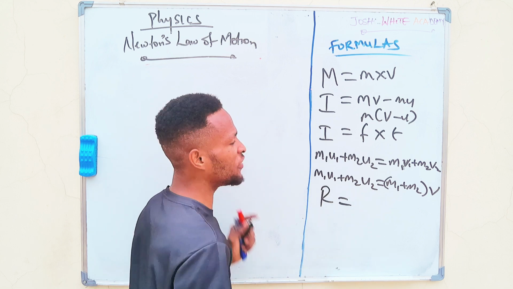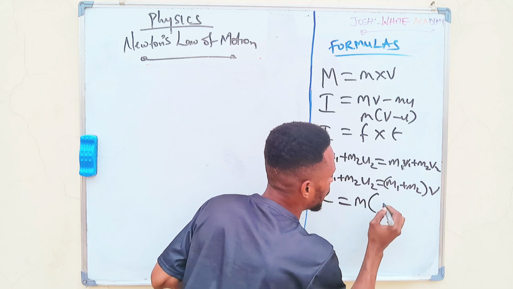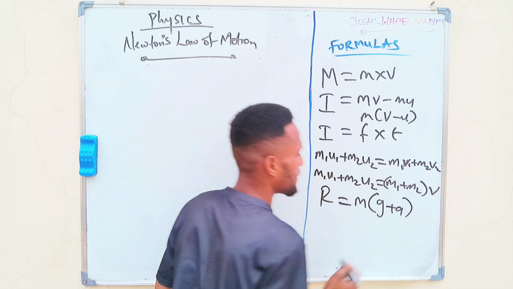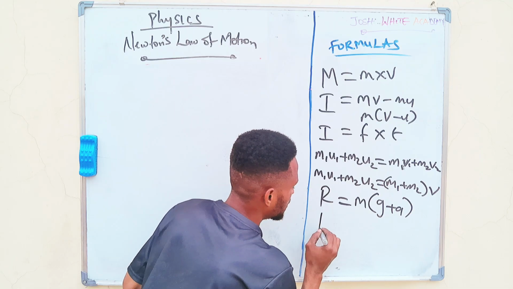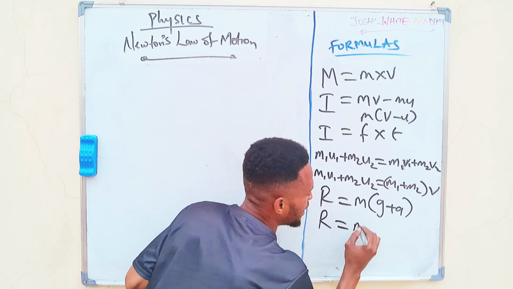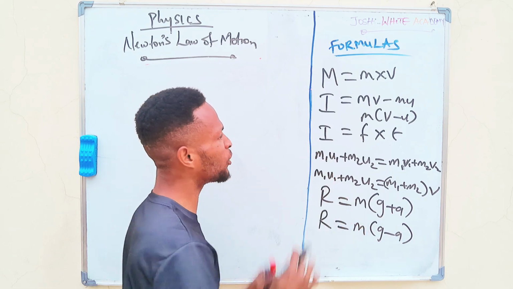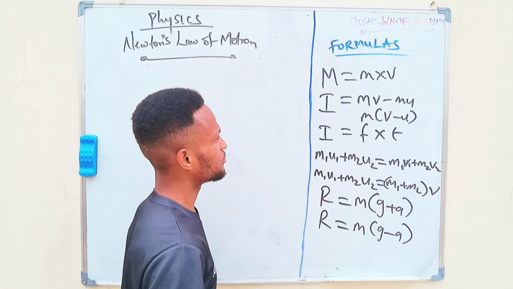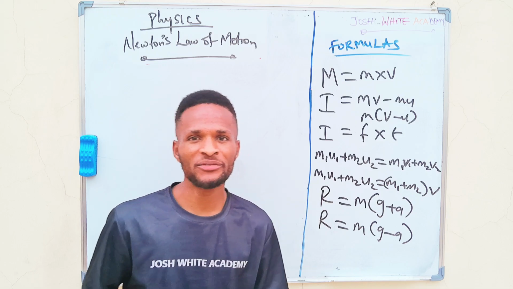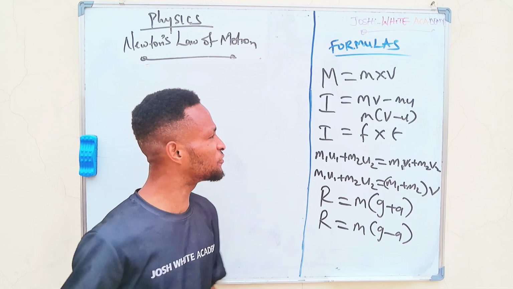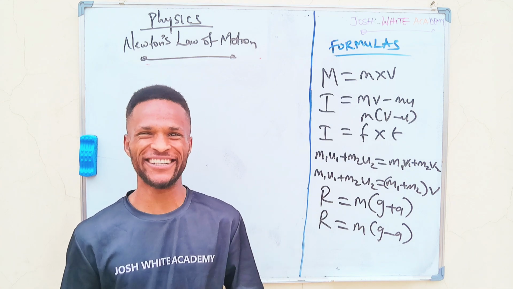Then we have, for when an elevator is moving upward, apparent weight is m(g plus a), and if it is going downward, our apparent weight is m(g minus a). So these are very important formulas. Master them. Now, rockstars, let's use these formulas to go and crush UTME questions. Come with me.